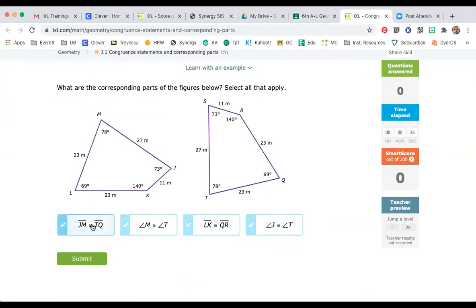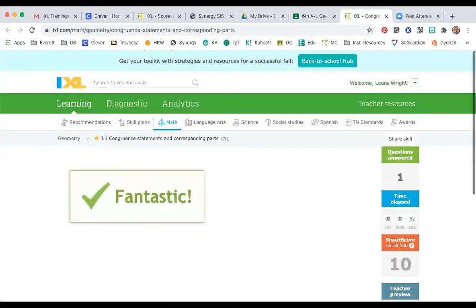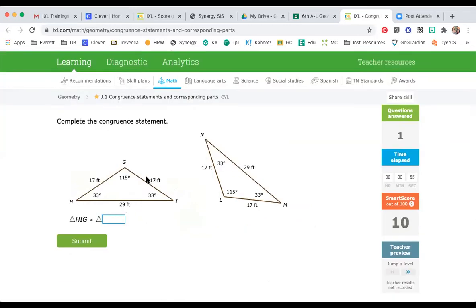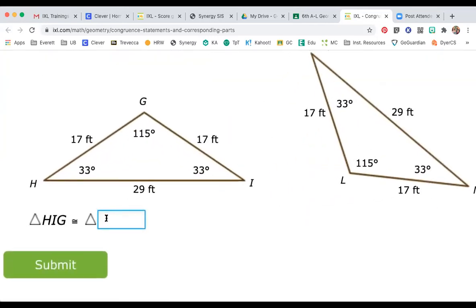So you're going to look for JM and TQ. JM is 27. TS is 27. So nope, not that one. Angle M and angle T. M is 78. T is 78. Yep, that one's good. LK is 23. QR is 23. So we've got two correct answers so far. And then I've got J and T. J is 73. T is 78. So nope, just those two. And more of the same. This time though, you're using those numbers to make your congruent statement. So you've got to figure out what matches in order with H and I and G.